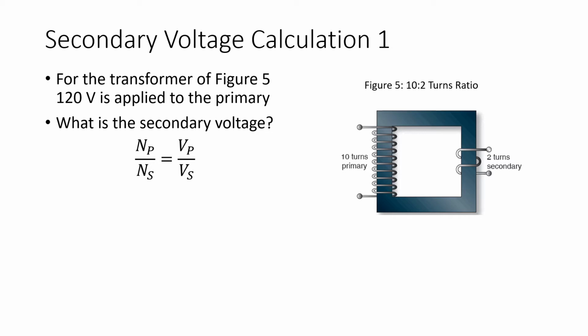Now let's look at an example of a transformer. For the transformer of Figure 5, we're given that 120 volts is applied to the primary. What is the secondary voltage? Well, we start with our equation, NP over NS equals VP over VS. We substitute our known values. There's 10 turns of wire in the primary. There's 2 turns of wire in the secondary. The primary voltage equals 120 volts. So we calculate the secondary voltage to be 24 volts.